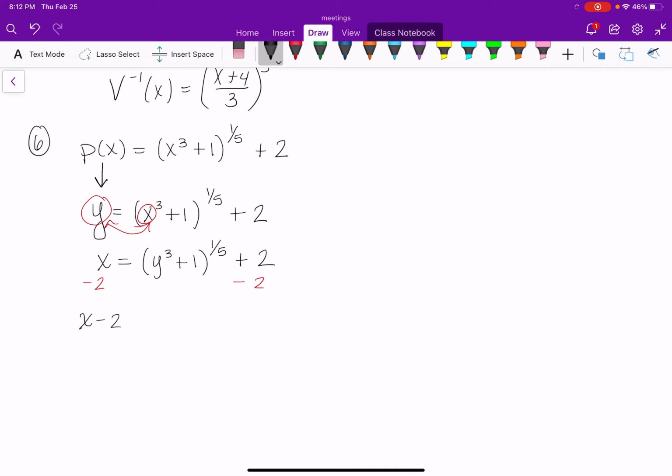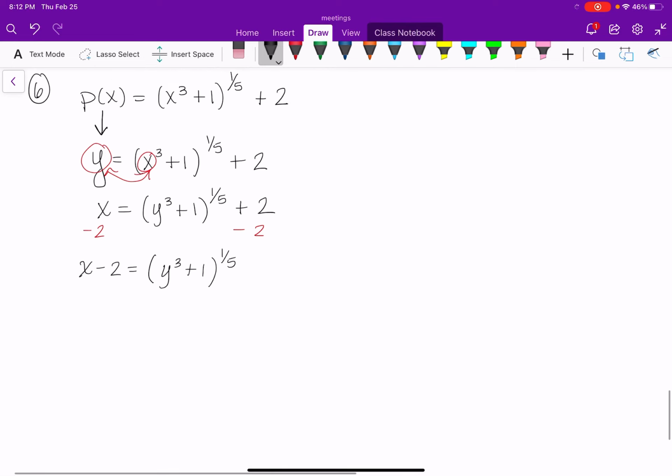So x minus 2 is equal to y cubed plus 1 raised to the 1/5. Again, remember that this isn't really a power, it's a root, because it is a fraction 1/5. So in order to get rid of this, we're going to raise it to the 5th power. If you want to think about it, it's always going to be the opposite. So since this is 1/5, you're basically flipping the fraction over to 5/1. That way they cancel each other out. We just don't need the over 1 here. So we're going to raise this guy to the 5th power. So now we have x minus 2 to the 5th power.